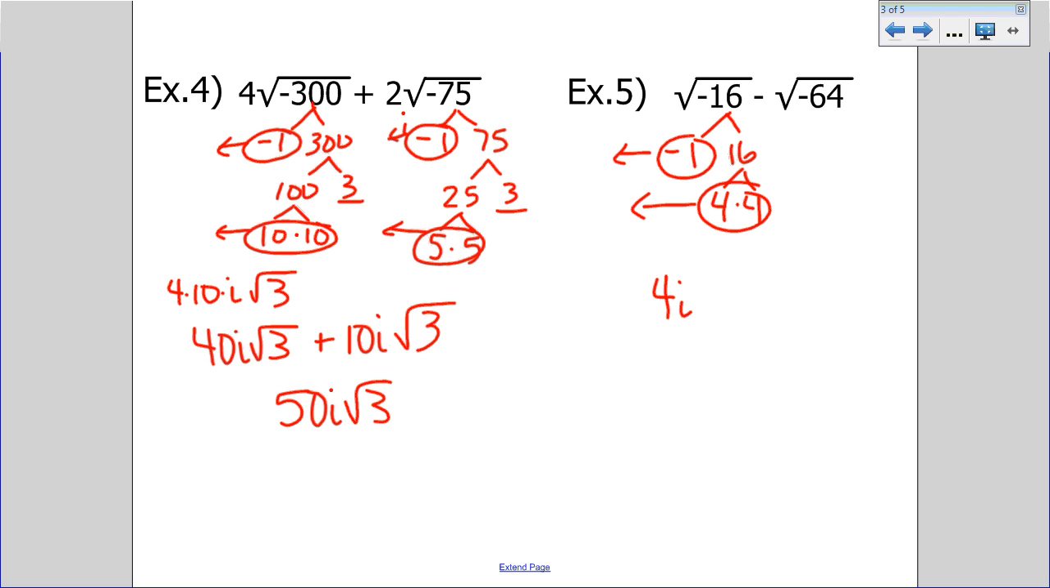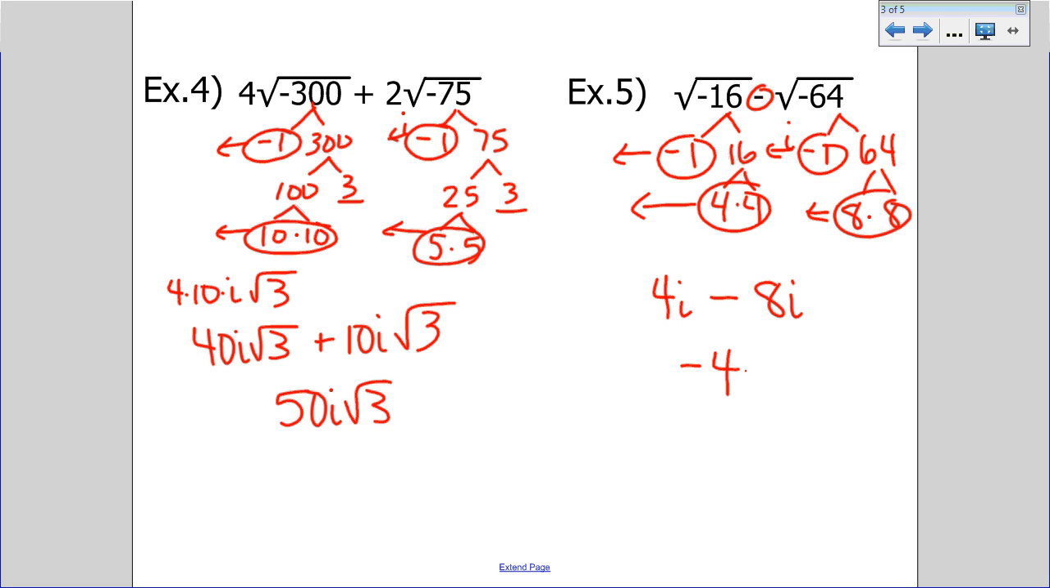It looks like 64 is going to be the same thing. I'm going to have -1 times 64. Here's my i that's coming out, and then here's 8 times 8. So I have 8i. It's a minus, so 4i minus 8i is a -4i.